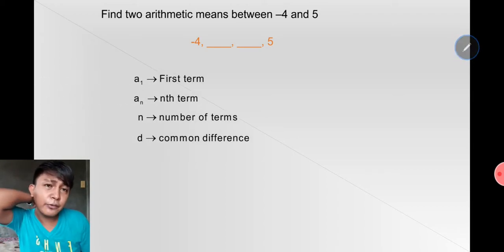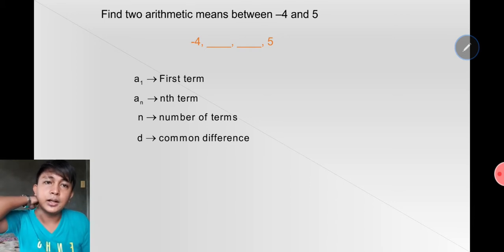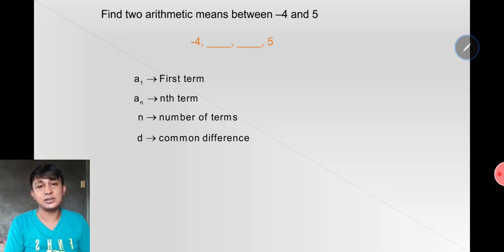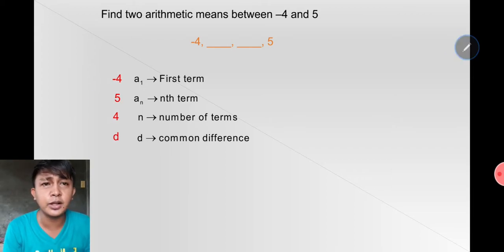So we should identify first the first term, the nth term, the number of terms, and the common difference. Okay? So kung titignan natin, negative 4 and 5 are the first term and the last term respectively. So we have the number of terms. How many? We have negative 4, blank, blank, and 5. We have 4. So the number of terms is 4. What about the common difference? It is the unknown. Hindi natin siya makikita agad since wala naman tayong magkasunod na numbers.